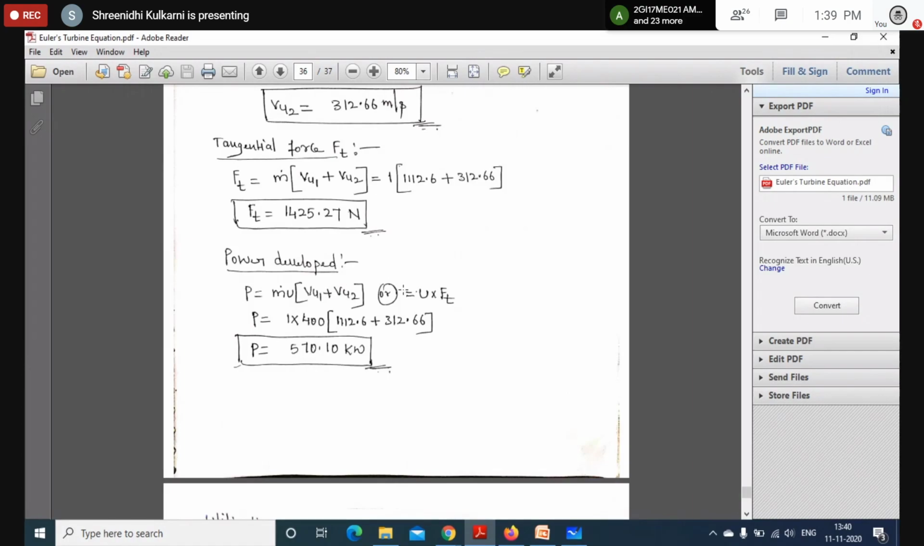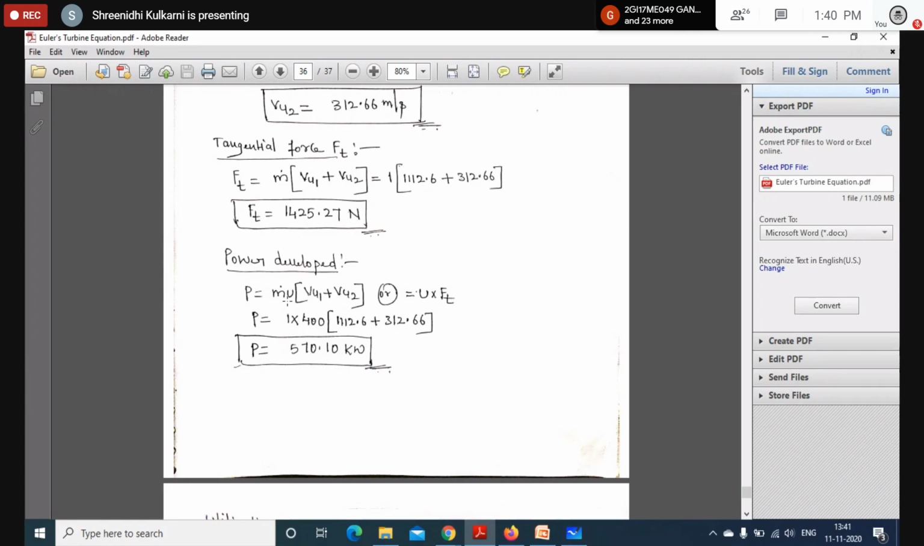Next, we have to find out what is power developed. So we can write M into Vu1 U1 plus Vu2 U2. Again, why plus? Because Vu1 and Vu2 are in opposite directions. It is an axial flow impulse turbine, so U1 is equal to U2. That's why we took M into U into Vu1 plus Vu2.